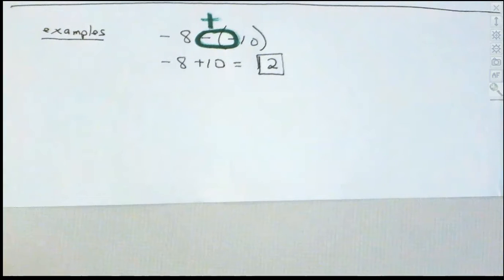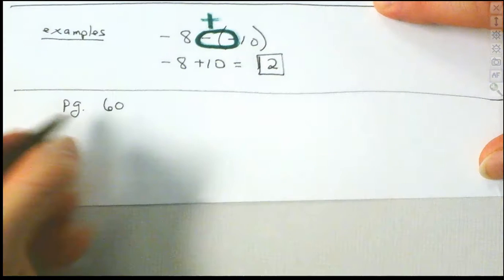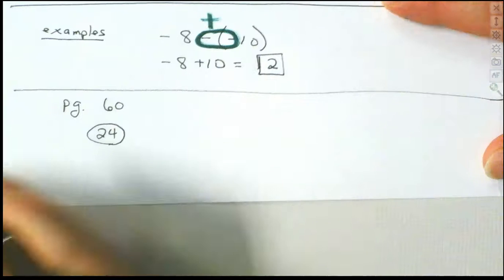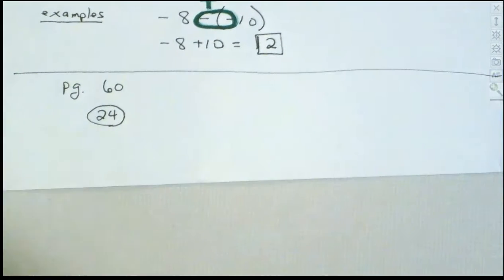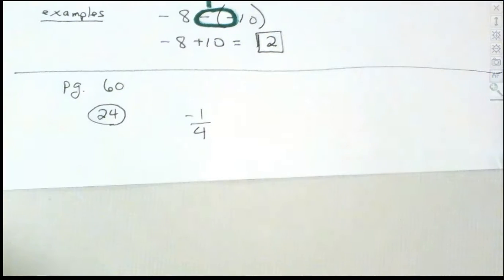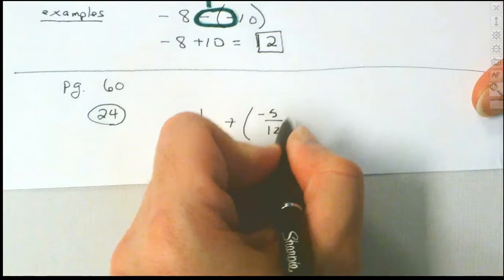Now we're going to look at some fractions. I'm on page 60. We're going to look at question 24. So page 60, we're going to look here at question 24. We have minus 1/4 plus minus 5/12.